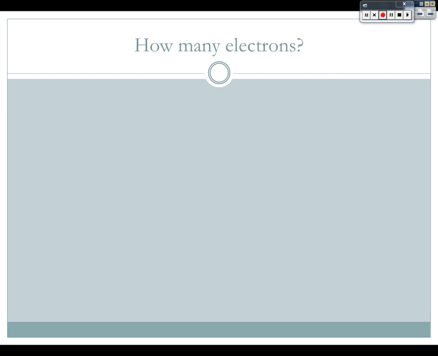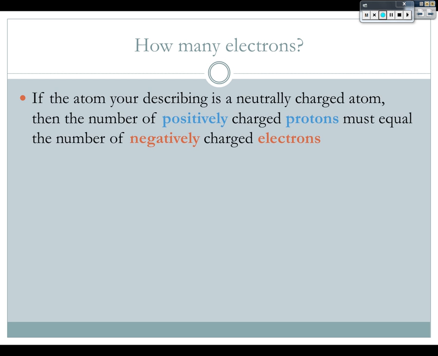Now, what about electrons? We've talked a lot about protons and neutrons, but electrons, even though they don't make up a lot of mass, are a really important part of an atom because they determine how it's going to react with things. And so we do need to know how many electrons we're going to have. So if the atom you're describing is a neutrally charged atom, then the number of positively charged protons has to equal the number of negatively charged electrons. They cancel each other out.